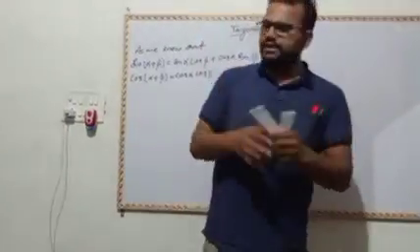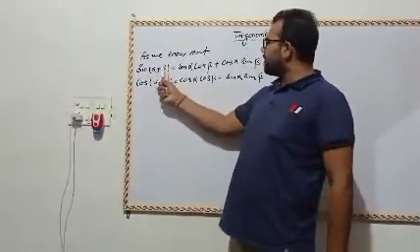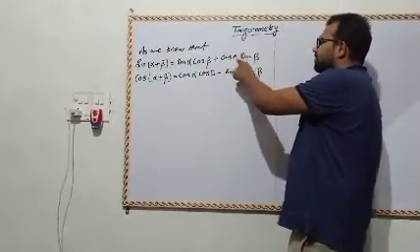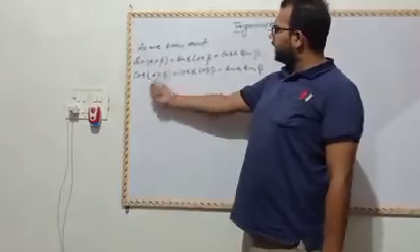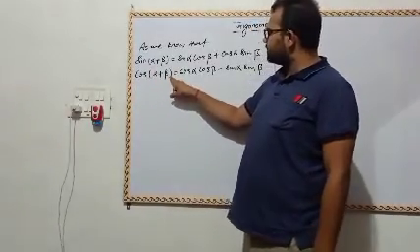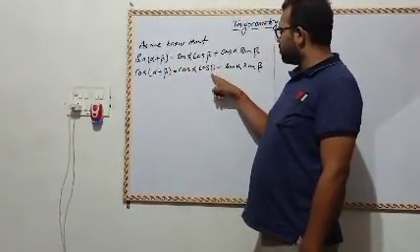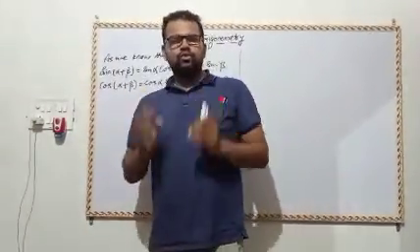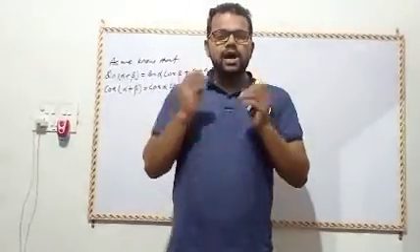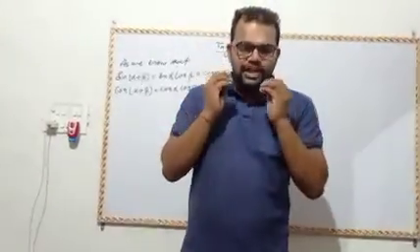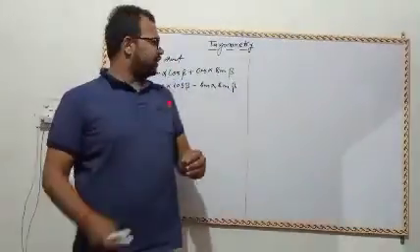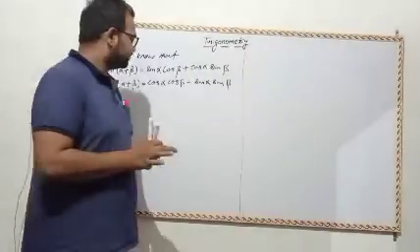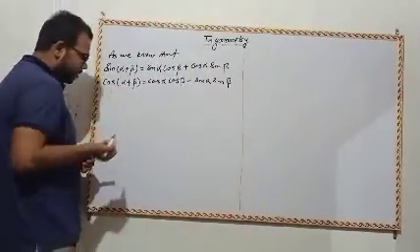We know all these formulas. Sin(alpha plus beta) is equal to sin alpha cos beta plus cos alpha sin beta, and cos(alpha plus beta) is equal to cos alpha cos beta minus sin alpha sin beta. Question is this: how to prove it by the geometrical method? With the help of geometry, how will I prove it? Okay, check the solution.